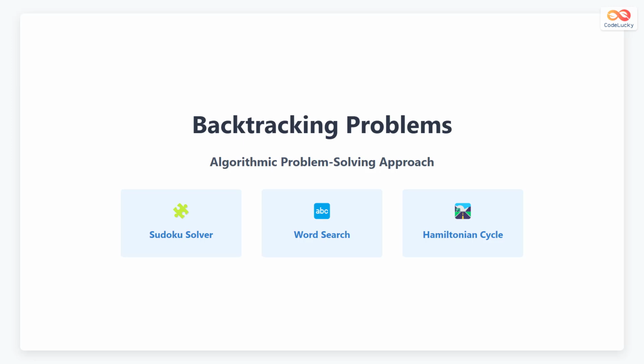Let's explore backtracking problems, an algorithmic problem-solving approach. We'll look at 3 classic examples: the Sudoku Solver, the word search puzzle, and finding a Hamiltonian cycle in a graph.